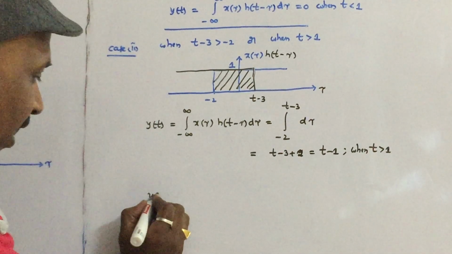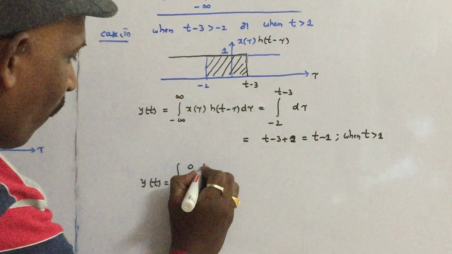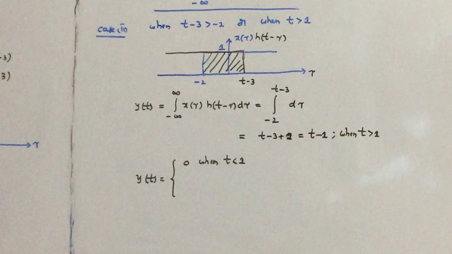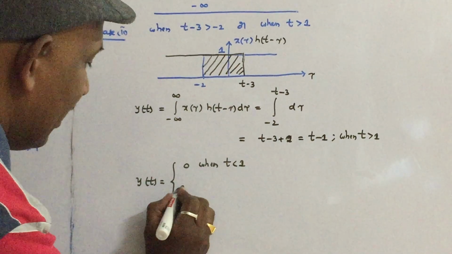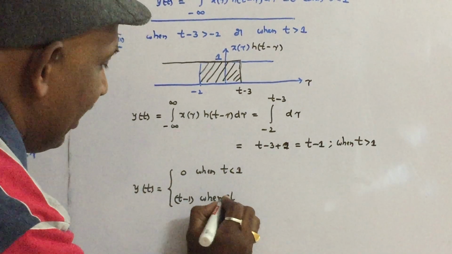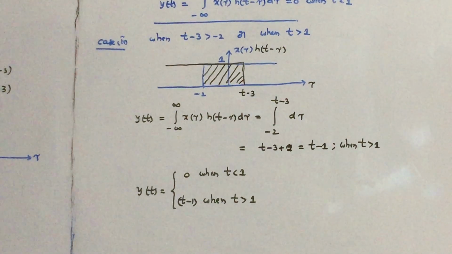So y of t, the answer of the convolution, is equal to 0 when t is less than 1, since there is no overlapping region. Now what is the answer? t minus 1 when t is greater than 1. So this is the answer for this problem.